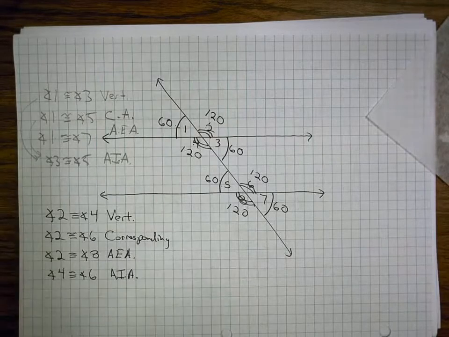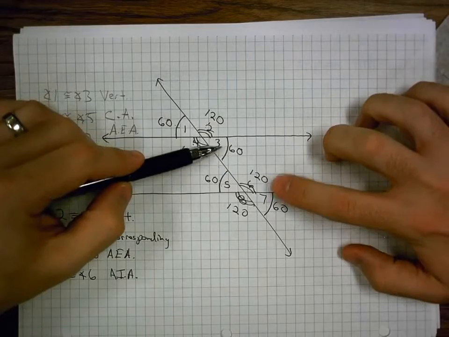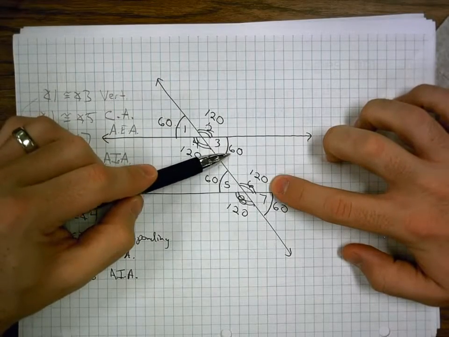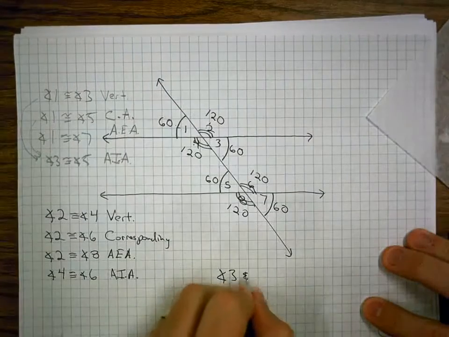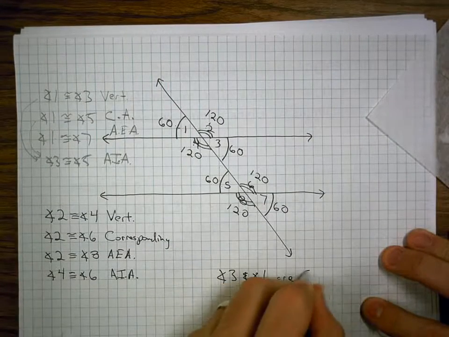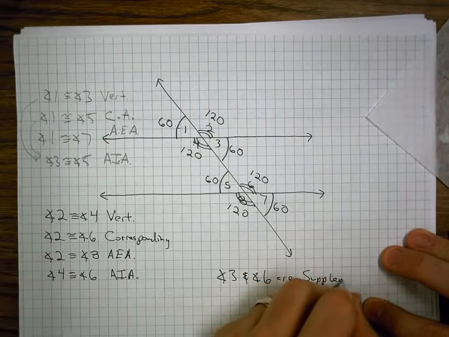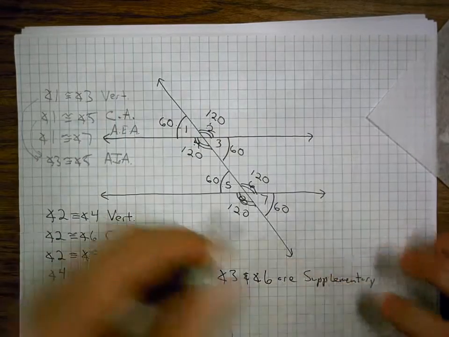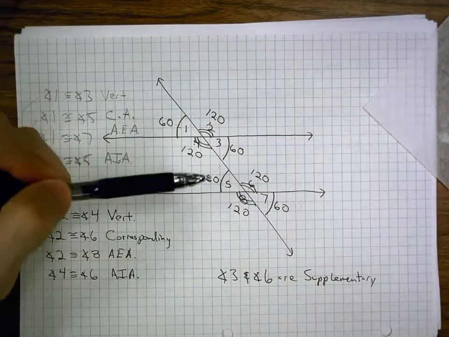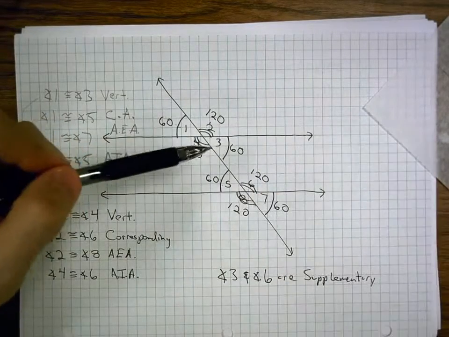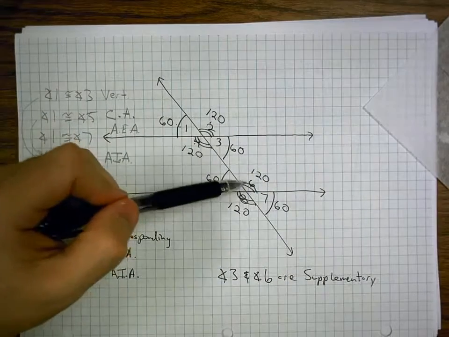Now, the one we haven't talked about, consecutive interior. 3 and 6 are consecutive interior. We look, they're supplementary, so that fits. We'll make a note of that. But let's make another generalization. That's an odd, and that's an even angle. Single line, double line. We know those don't match up.